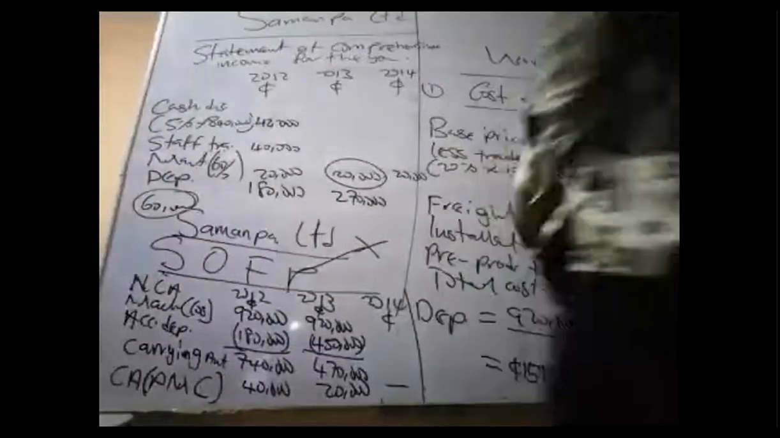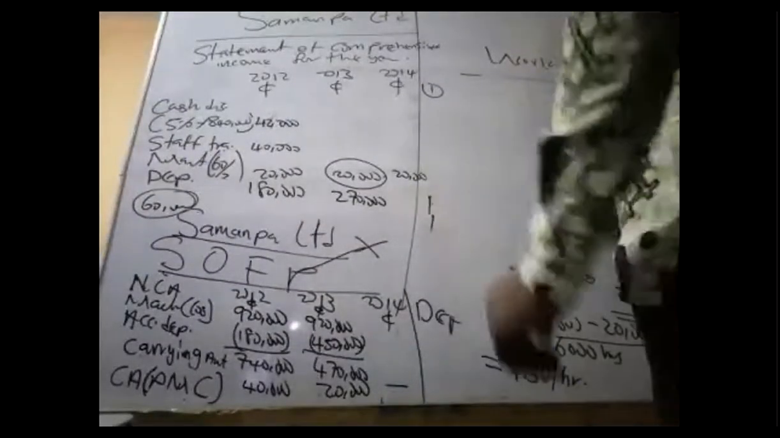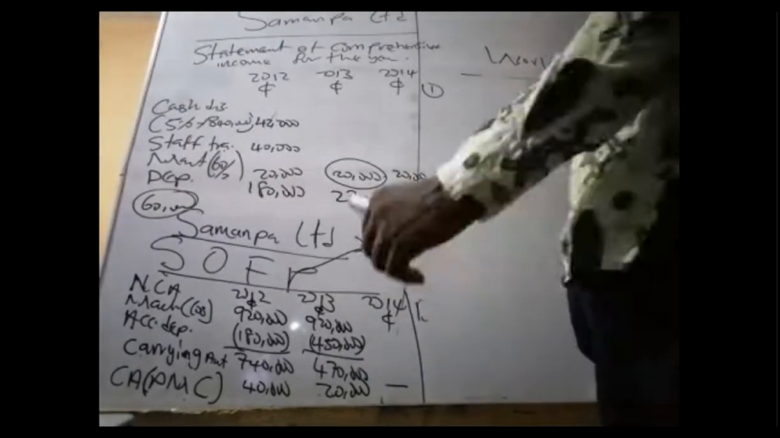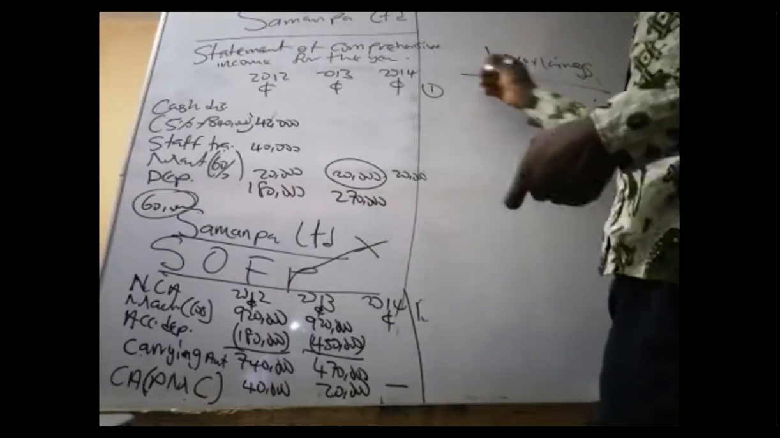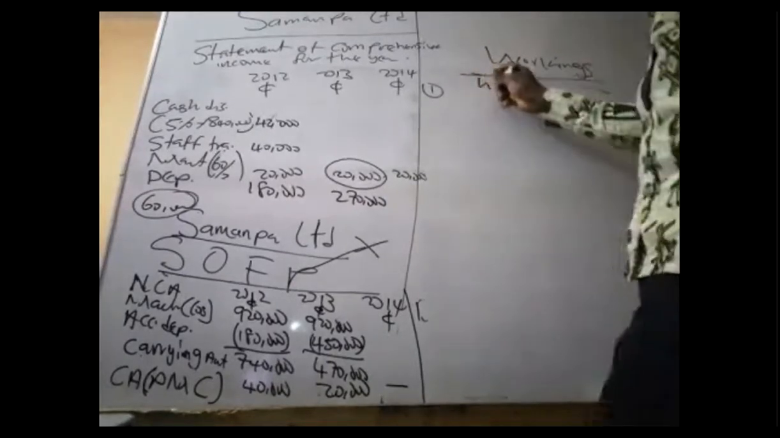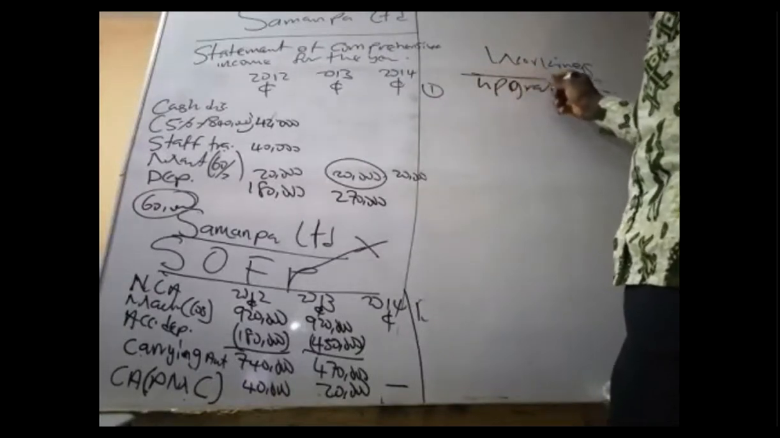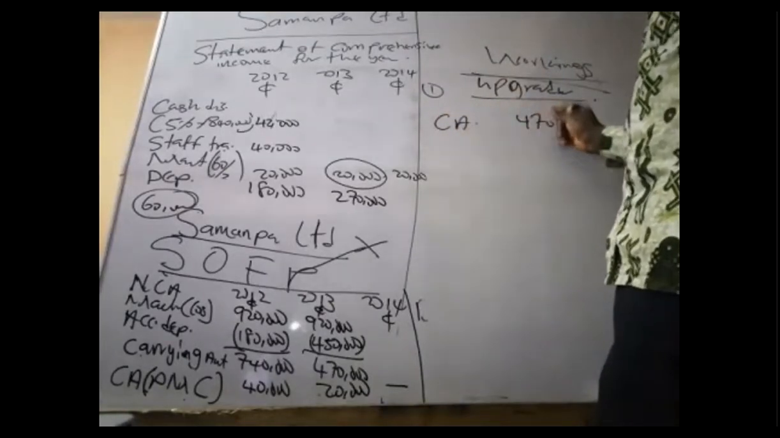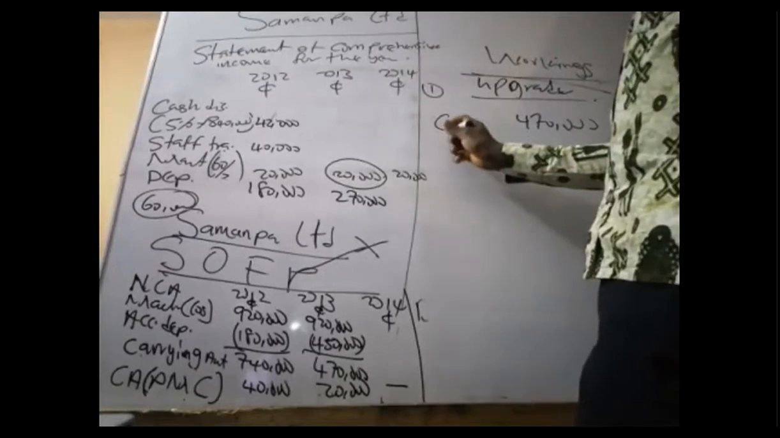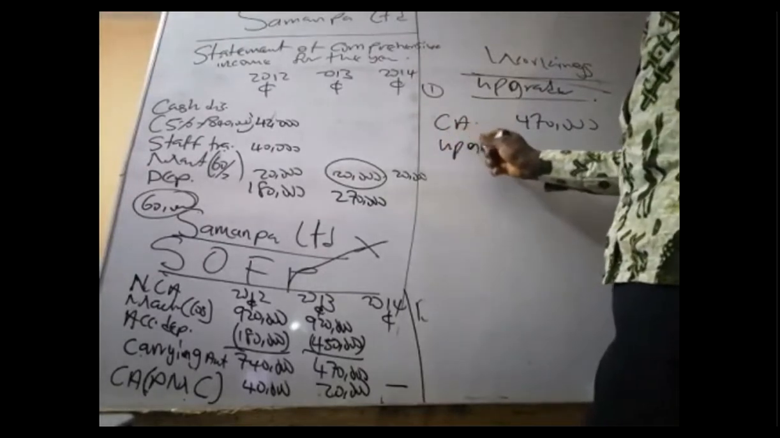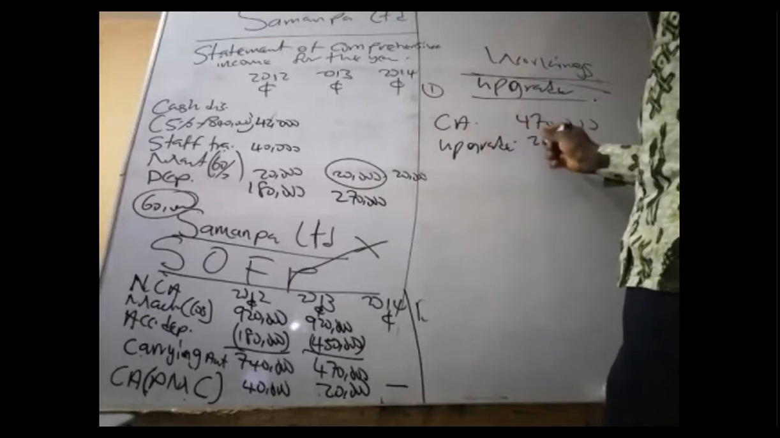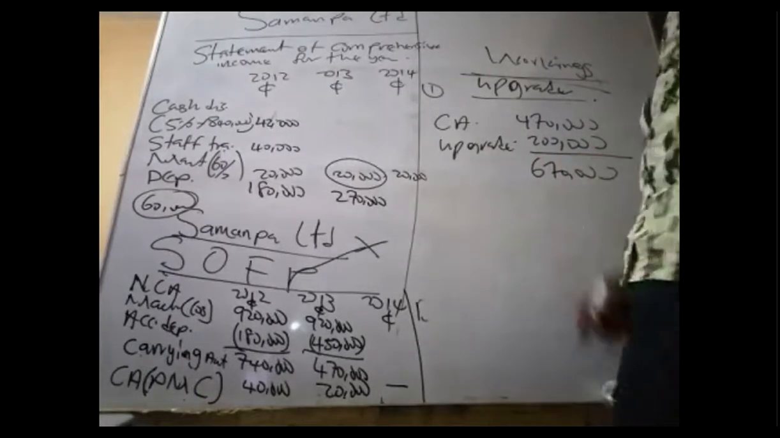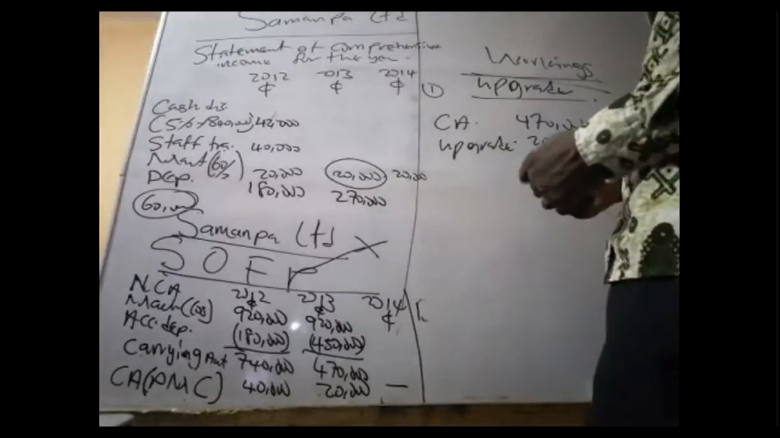Workings number 2, upgrade, capitalization of the cost of the upgrade. The current amount is 470,000, plus the upgrade component of 200,000, giving us 670,000. Perfect. Now, what will be the depreciation?